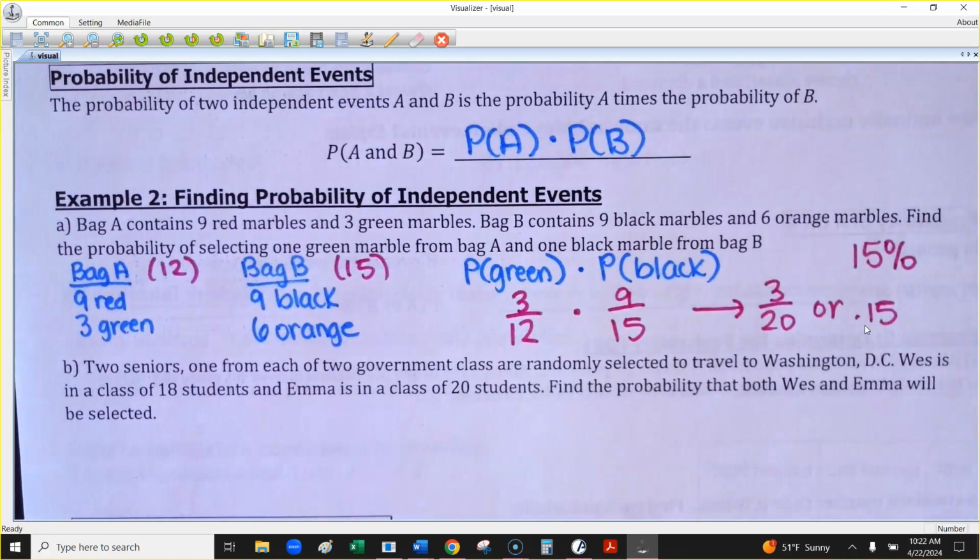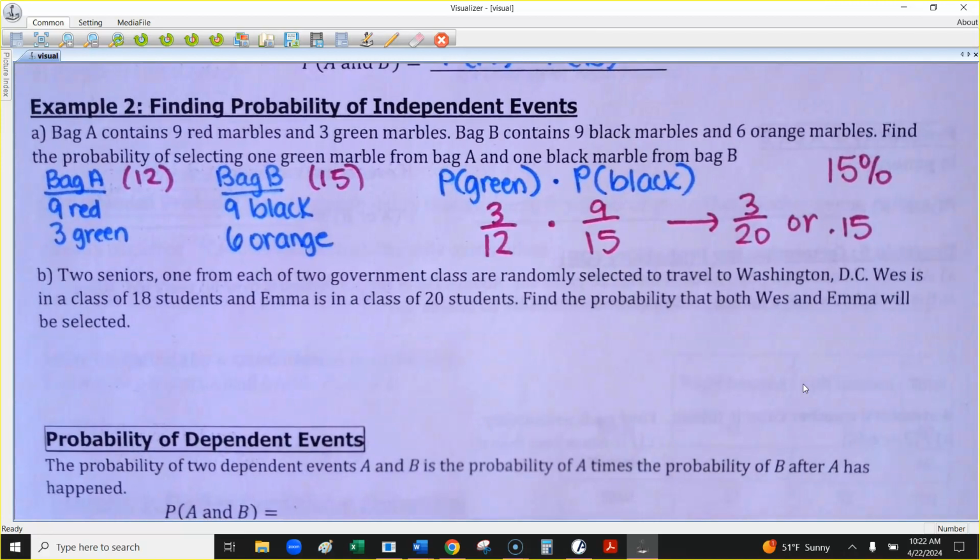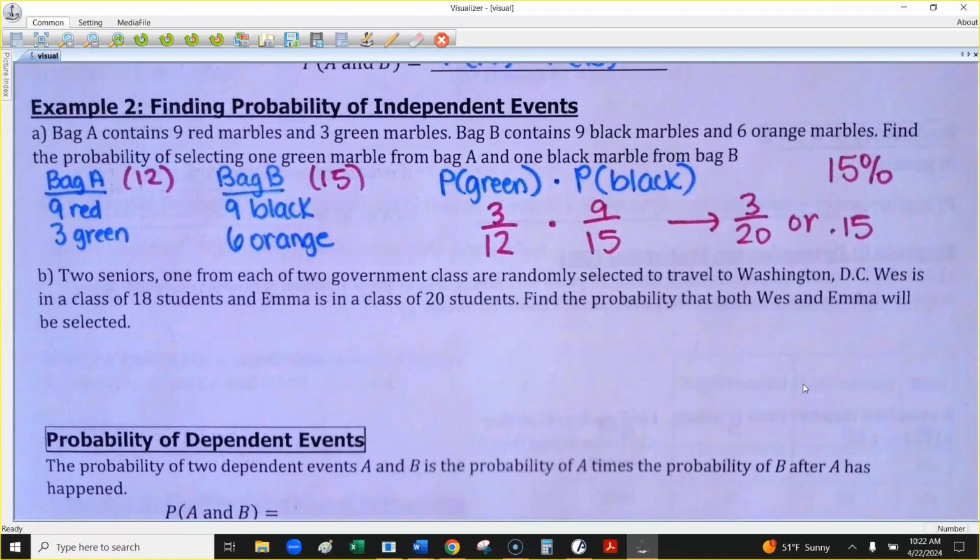Okay, I'm going to try just a little different one here real quick. This one says 2 seniors, one from each of 2 government classes, randomly selected to travel to Washington, D.C. Says Wes is in a class that has 18 people and Emma is in a class that has 20 people. Find the probability that both of these 2 people are selected to go on this trip. So we're going to grab one person out of the 18-person class, one person out of the 20-person class. What's the probability it would be these 2 specific people? Like, what would you multiply together here?